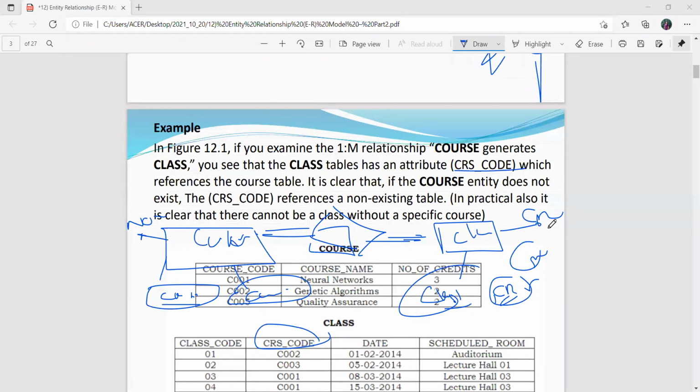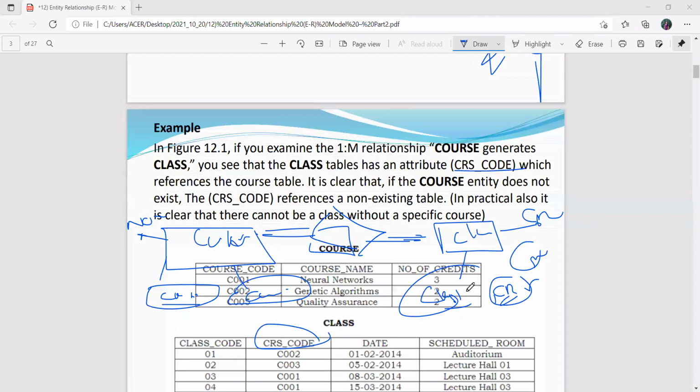Sorry, database design and implementation. So this class belongs to this course, that means database designing and implementation. So the class is a weak entity. This class is a weak entity. This depends on course. So this is definitely a weak entity. So it is needed to have a course in a relationship for this one to exist.